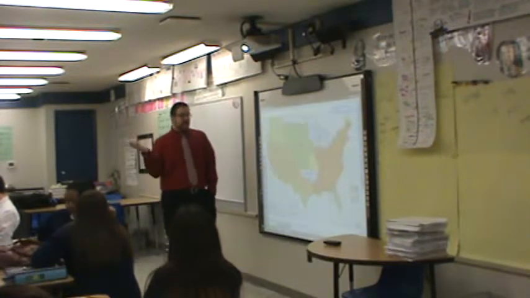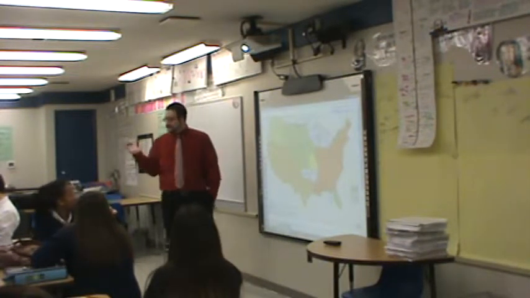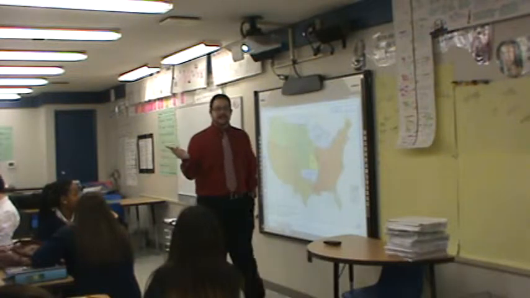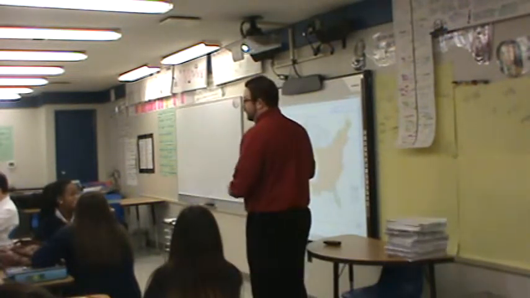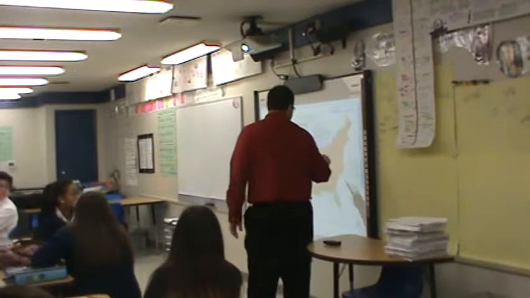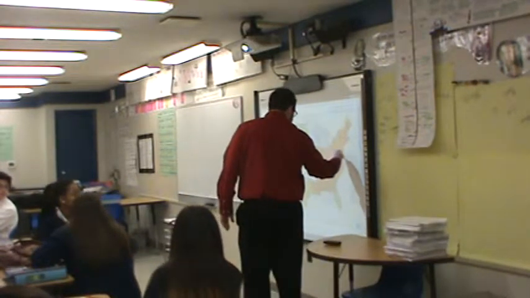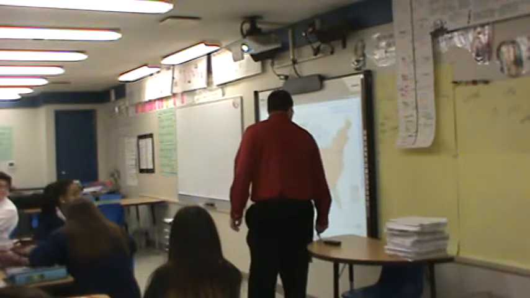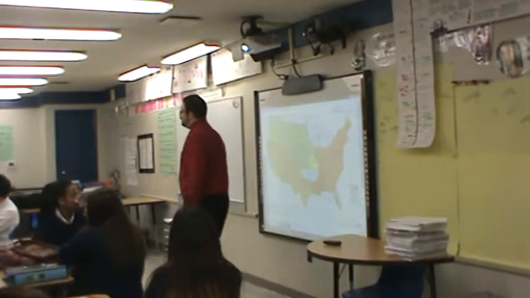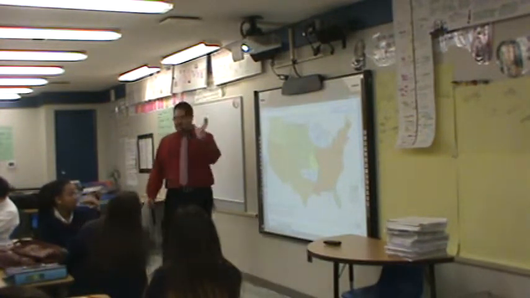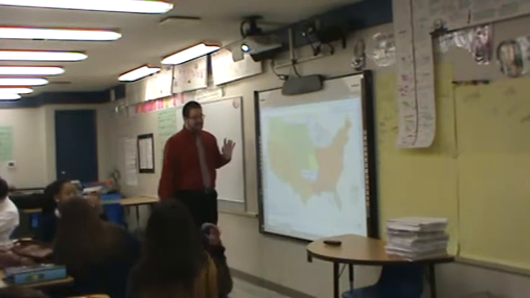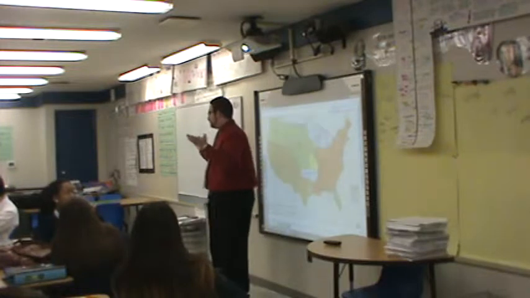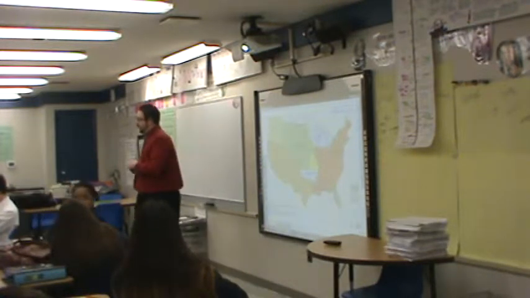So let's kind of draw our North and our South. There are two dividing lines. In the original 13 colonies, what's the dividing line between North and South? Mason-Dixon line. Very good. Above the line, slavery was small and eventually abolished. Below the line, slavery is legal and grows, especially after the cotton gin is invented.